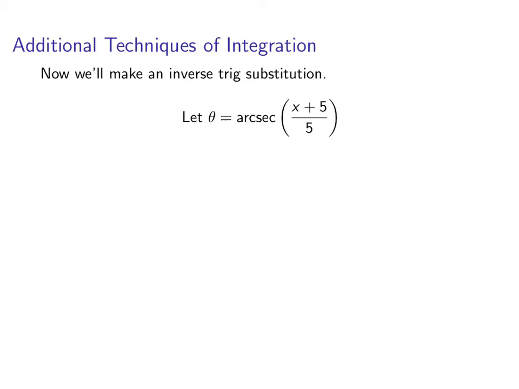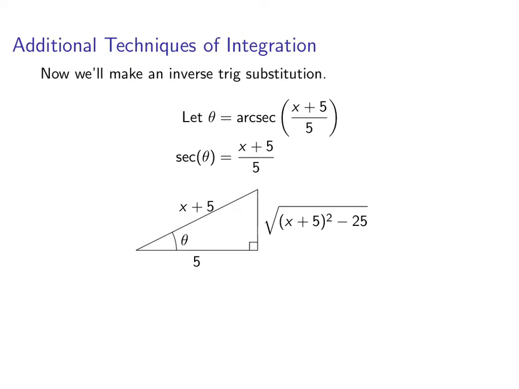So our substitution is to let theta be equal to arcsecant of (x plus 5) over 5. And now this also tells us that secant theta is equal to (x plus 5) over 5. Well, let's draw the triangle associated with this. So once we know that secant theta is (x plus 5) over 5, that enables us to fill in the two sides here, and then the third side gets worked out using the Pythagorean theorem, just like we had before. Now you should go ahead and work that out for yourself to make sure that you see why we get this.